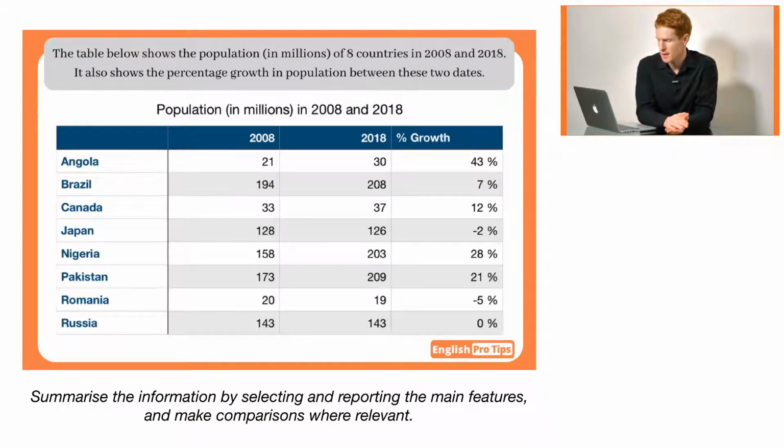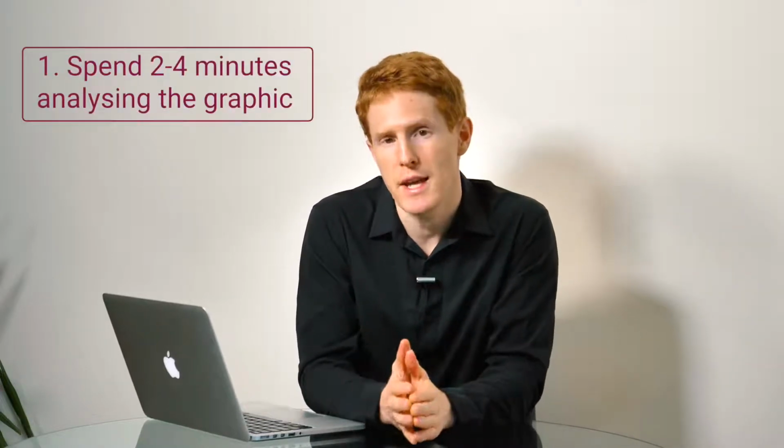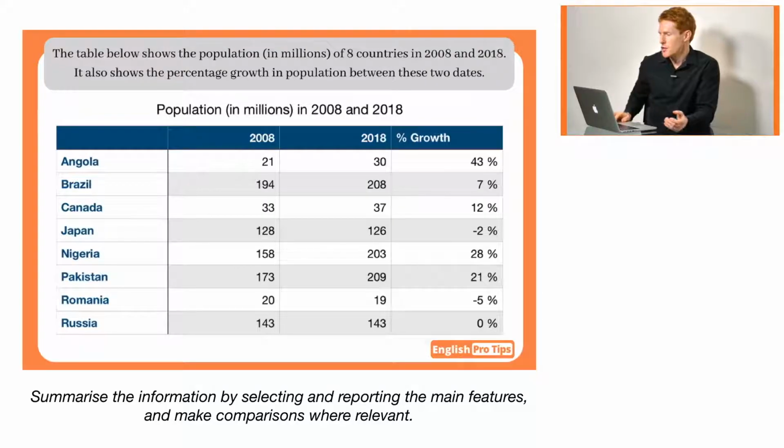where relevant. Now, regardless of which graphic you get in task 1, the first thing you want to do is to spend 2 to 4 minutes analyzing the graphic. So what you would do is take out your pen or your pencil and start making notes on the question paper. And we're going to do that now so you can see. So we've got 8 countries: Angola, Brazil, Canada, Japan, Nigeria, Pakistan, Romania, and Russia. We have the population in 2008, the population in 2018, and then the percentage growth.